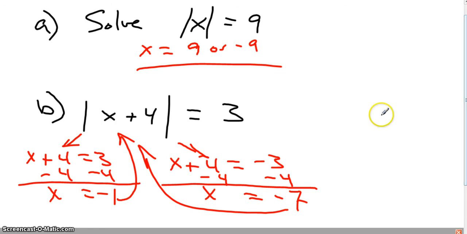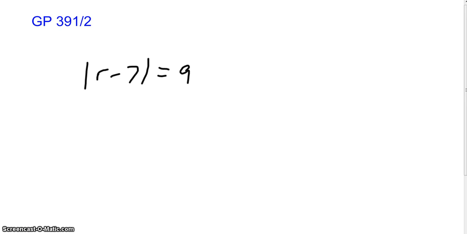Okay? Good. The mistake would be somebody stops here with the first one, and they say we have negative 1, and so we have 1. But when we plug 1 into this equation, 1 plus 4 is 5, and the absolute value of 5 does not equal 3. Okay? So you must go two ways. Okay? You must draw these arrows. Okay, so let's solve this. The absolute value of r minus 7 equals 9.